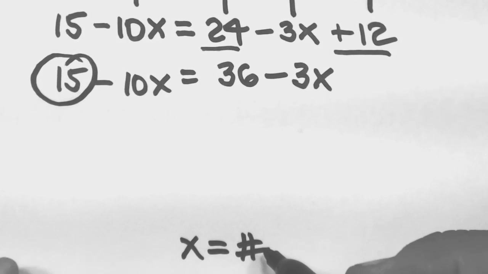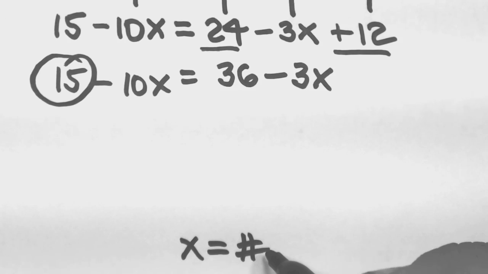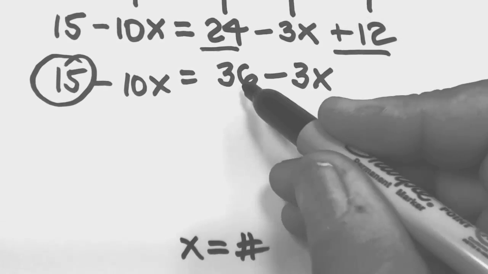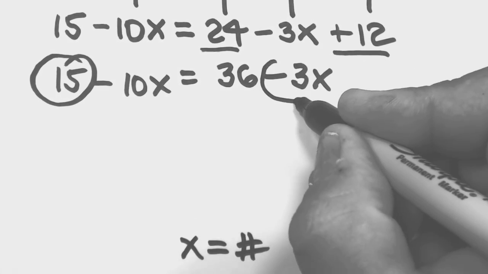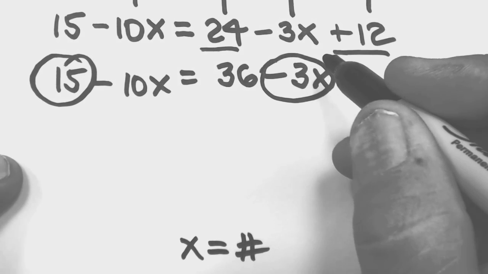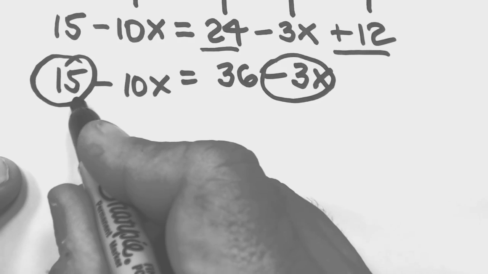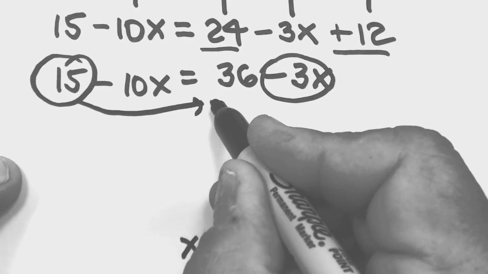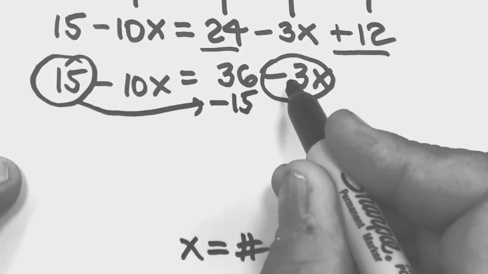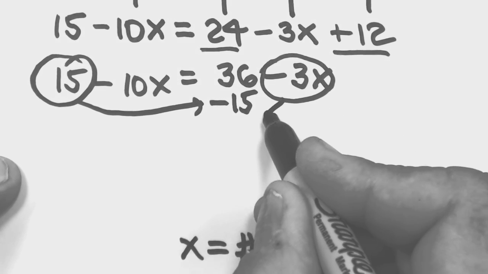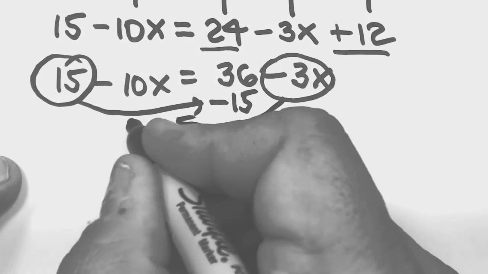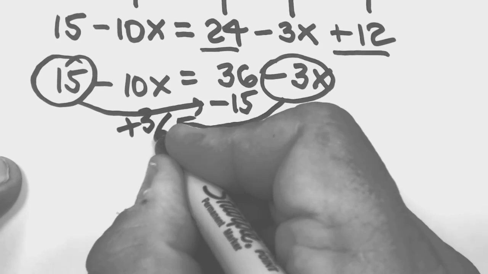Over on the right side, plain numbers are okay, so the 36 is good, but the minus 3x has to move. Okay, let's move these guys. Plus 15 comes over as negative 15. Minus 3x goes over as plus 3x.